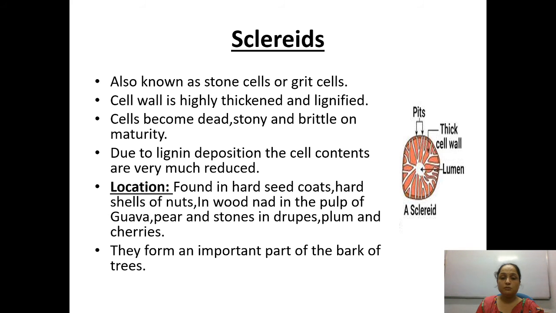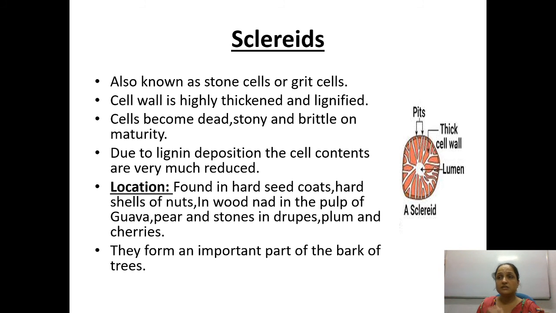Due to lignin deposition, the cell's contents are very much reduced, and the lignin is too much. That is the reason the cell contents are very less. Location, it is found in hard seed coat. Seed coat जो होता है, seed coat basically means the outer part of the seed. You can observe it in the form of rajma or the kidney bean. You just see the outer coat. It is very hard. Okay, that is all because of the presence of the sclerids.